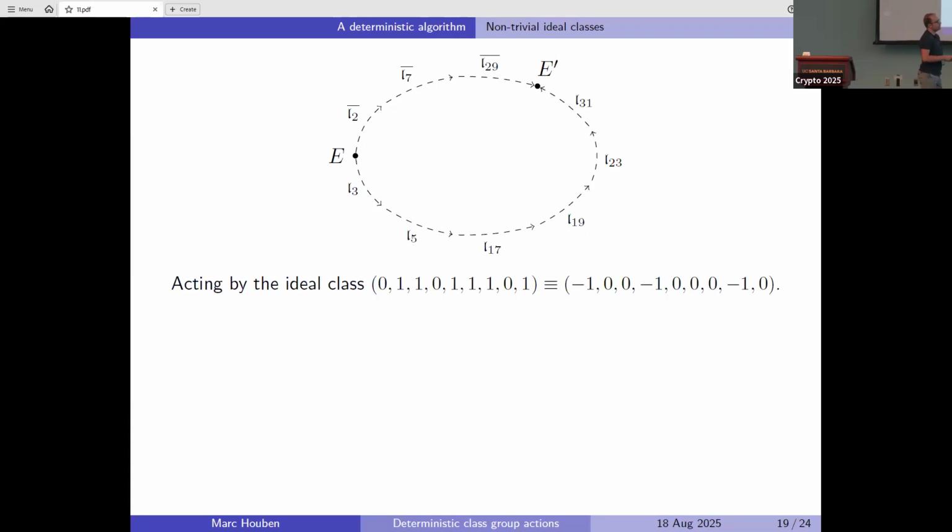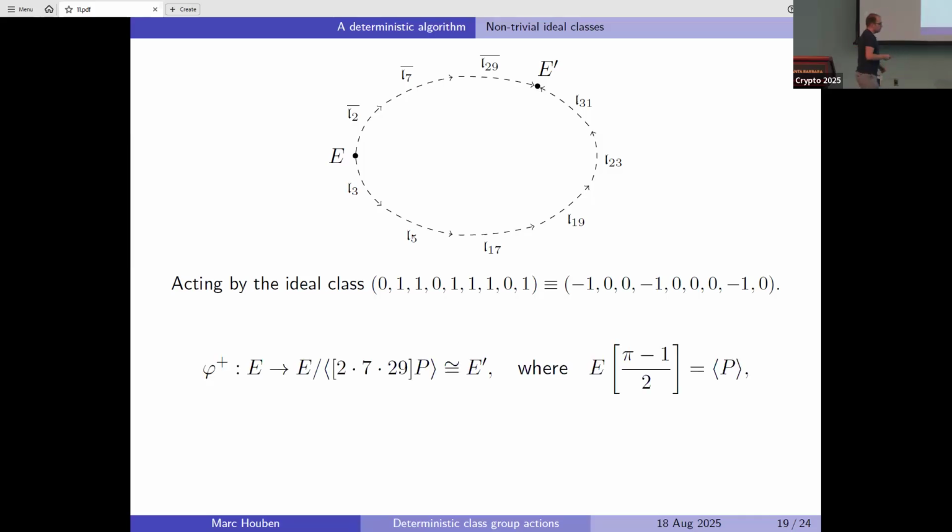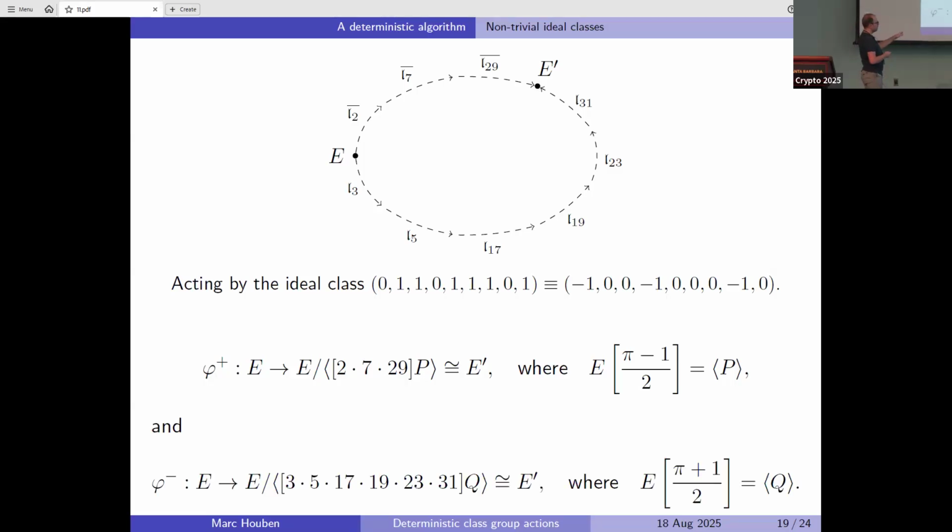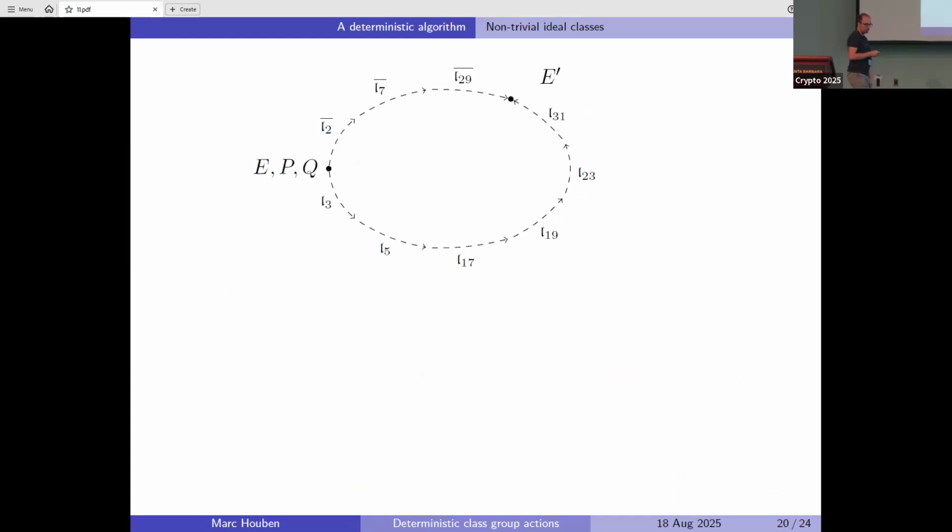But now this also means that if we have a non-trivial ideal class, we can evaluate it in two ways. We can go either counterclockwise or clockwise. The counterclockwise one we can compute using this point P. The clockwise one we can compute using Q. And now here's the kind of cool thing.